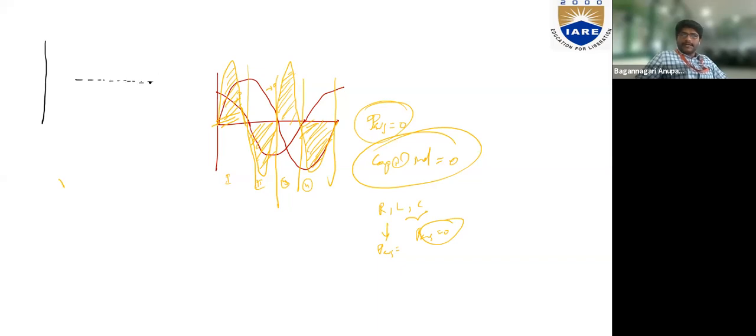Now, when it is a pure resistor, how do I represent the voltage and current? Voltage and current will be in phase for a resistor. Why? Because both have the same equation, Vm sin omega t and Im sin omega t. So V equals I, and I can represent this as V, this as I. For the inductor, V is equal to Vm sin omega t and I is equal to Im sin(omega t minus 90). Minus 90 is for the inductor. So how do I represent them?